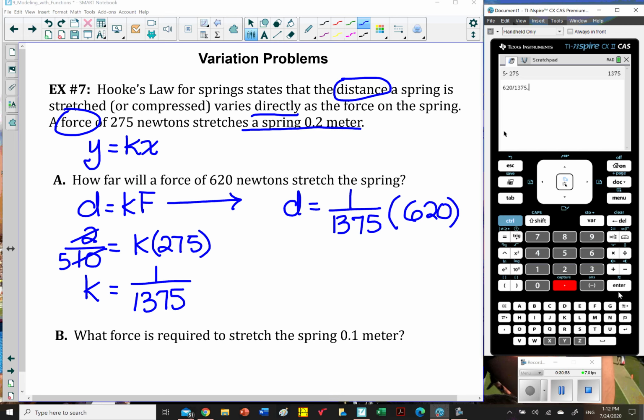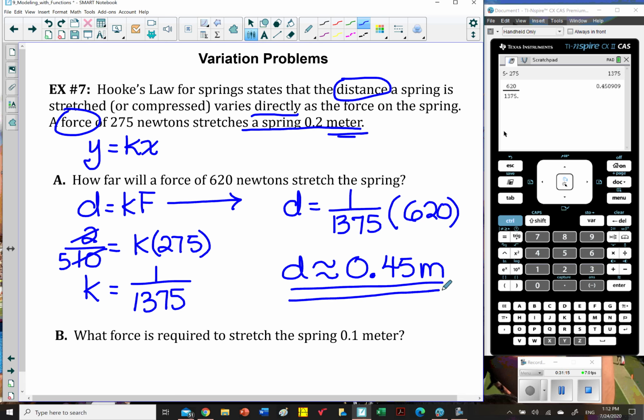1375 is going to be about the distance of less than half of a meter. Are we in meters? Yes, meters. About 0.45 of a meter it can stretch.